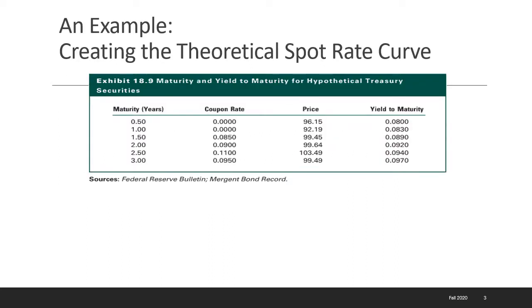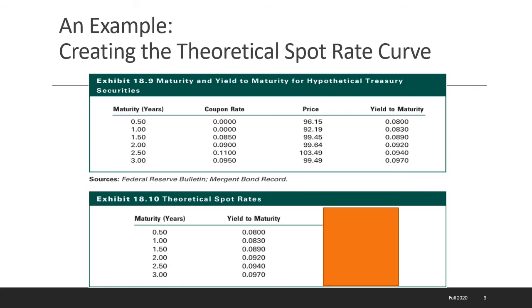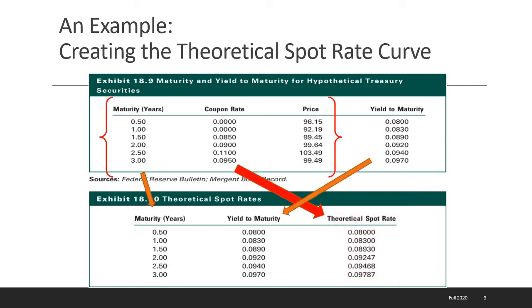So here, this is what we have. This table shows information of a list of hypothetical Treasury securities with different maturities and coupon rates, and so different prices and yields to maturity. The goal is to use the relevant information in this table to derive the theoretical SPAR rate curve as shown in the table below.